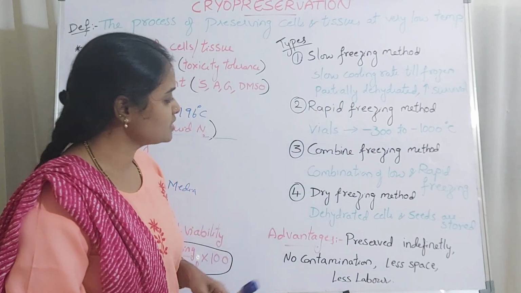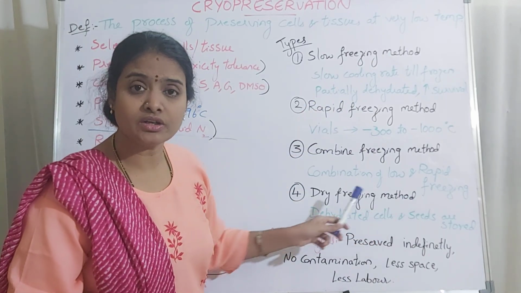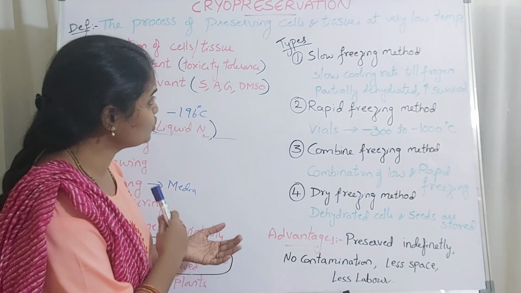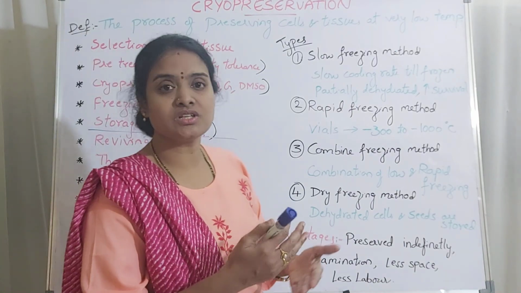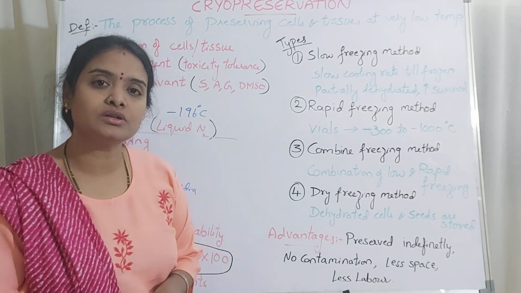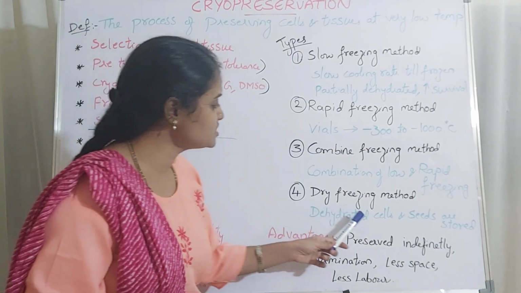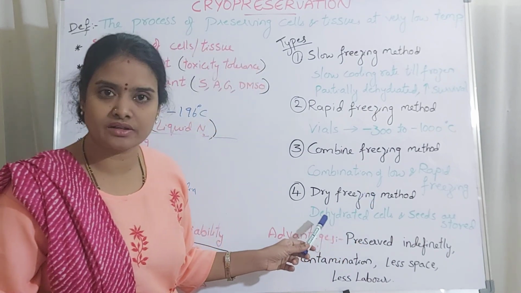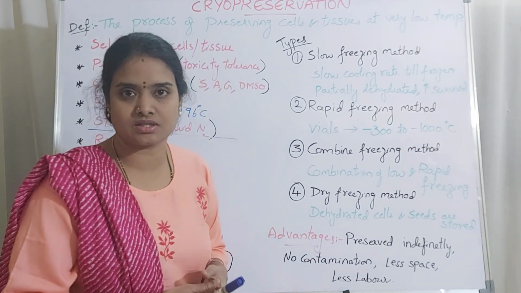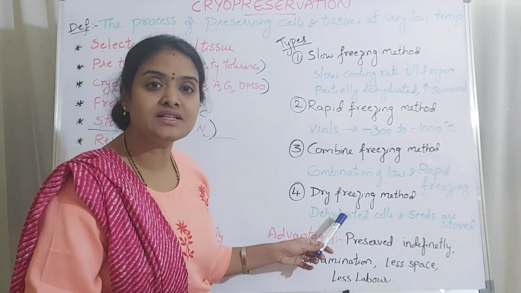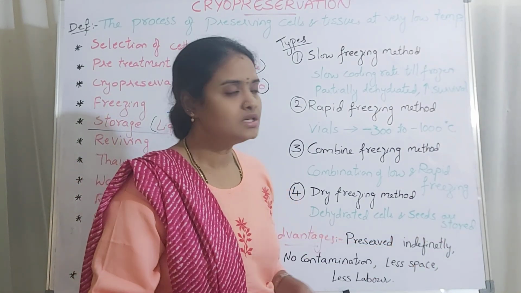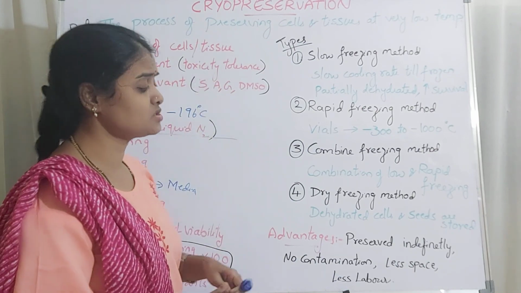Then the last one is the dry freezing method. Here in dry freezing, the cells are dehydrated. So here you are not going to use any live tissue such as endosperm or the germplasm. Instead you are going to use the seeds. When you use the seeds, they are completely dehydrated. That means the water content in the seed is completely removed or exhausted. So you can have the dried seeds which can be stored for a very long time. Is that clear? So this is the process of cryopreservation.